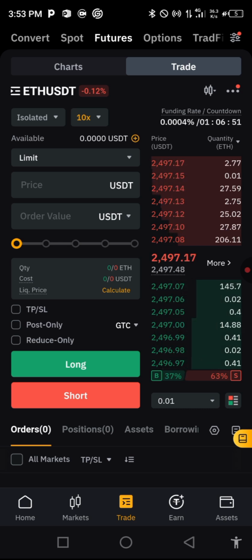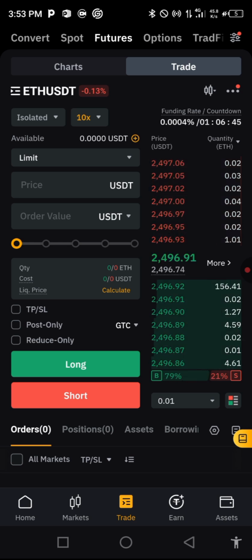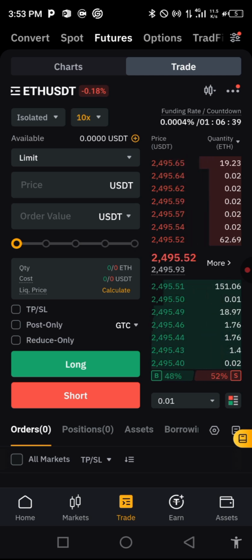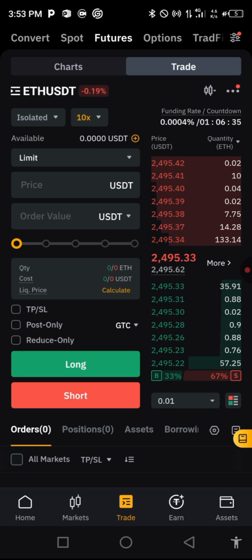But if you are using cross, simply, after the money that we have used to place that trade has finished, cross will automatically cross into the balance that you have in your wallet, which is the $400, right? So it is important that you understand the difference between isolated and cross, so that once you are trading, you know exactly what you are using, right?